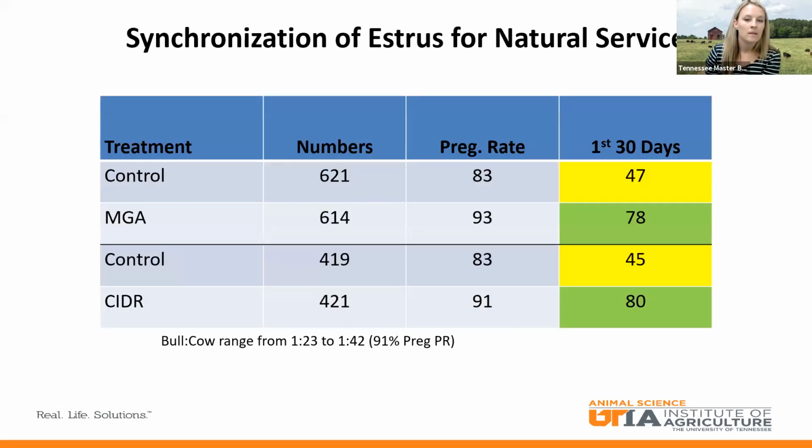Okay, so this is some data out of Kentucky. They just looked at the difference in adding this short exposure to progesterone on some cows and how they calved in the first 30 days. So you'll see at the bottom the control versus the CEDAR. Just adding that CEDAR for 7 days, on average, pushed up those cows, 80% compared to 45% calving in the first 30 days. So a pretty substantial increase for just the use of a 7-day CEDAR.